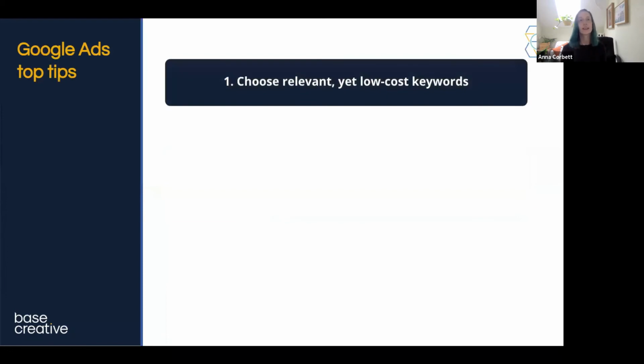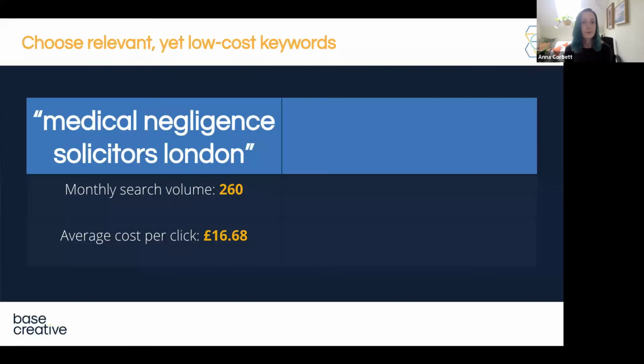Let's start. Firstly, choose relevant but low-cost keywords. So make sure you identify the keywords that have sufficient search volume but aren't overly expensive. Now, what are keywords? Basically, keywords are the search terms that people use to find what they're looking for in Google. And companies can bid on those keywords to appear in the ads results at the top of Google above the organic results. The cost of these depends on a huge range of factors, but ultimately depends on how competitive the term is, as in how many other companies are willing to bid on it and how much they're willing to spend.